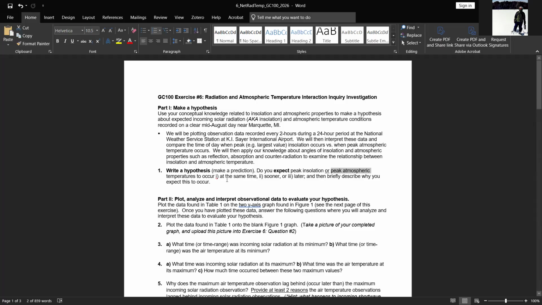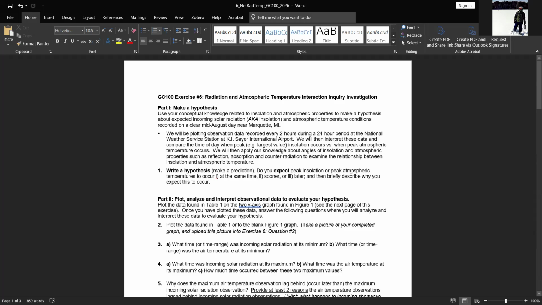So now just think about radiation over the day. It's morning, the sun comes up, our insolation starts going up and up and up until our sun reaches its highest point in the sky on that given day. And then the insolation value would go down and down and down until the end of the day. And after the sun goes over the horizon and it becomes dark, there is no longer any more insolation coming. So what I'd like you to do, step one, is make a prediction, write a hypothesis.